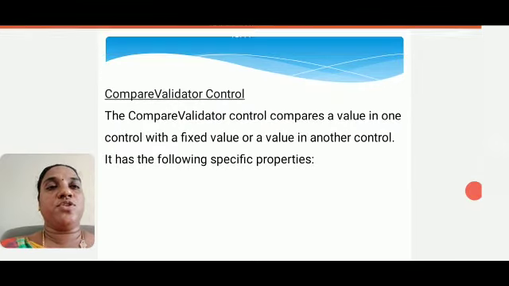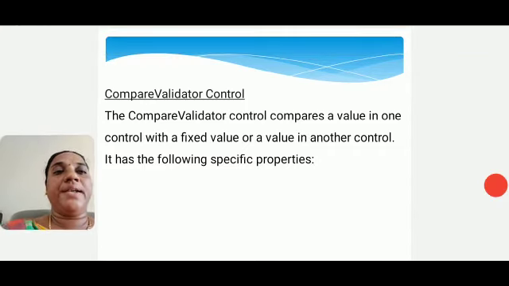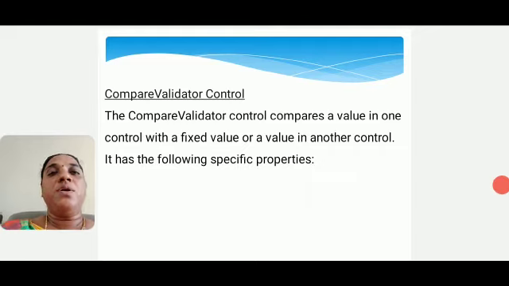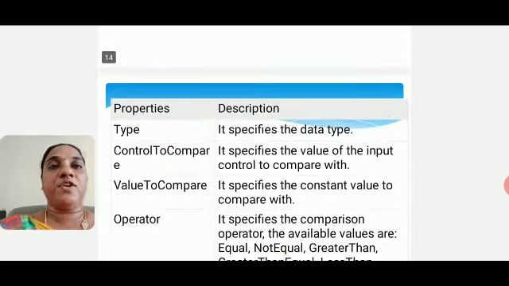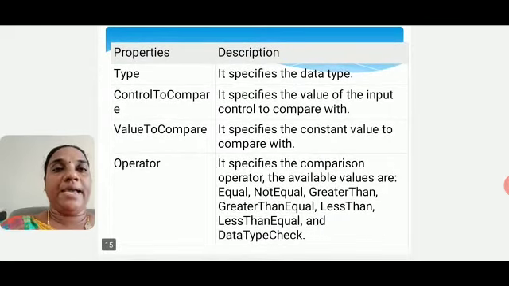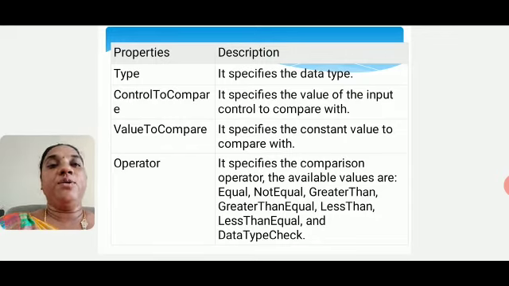So next control, compare validator control. This compare validator control compares a value with another control or with a predefined value. So we can compare two controls, or we can compare one control with the predefined value. For this we need to specify the type of the particular value, then control to compare, which control we need to compare, and value to compare.